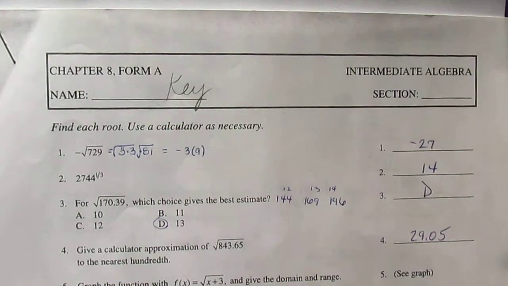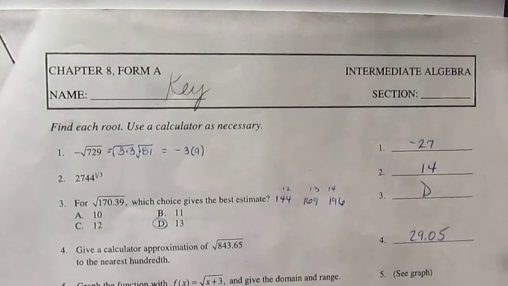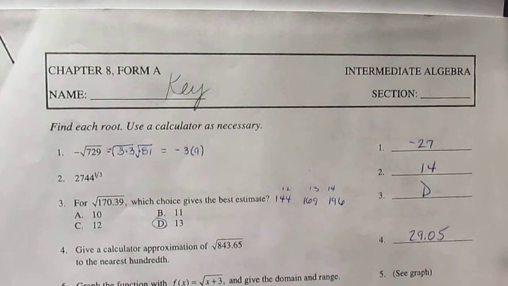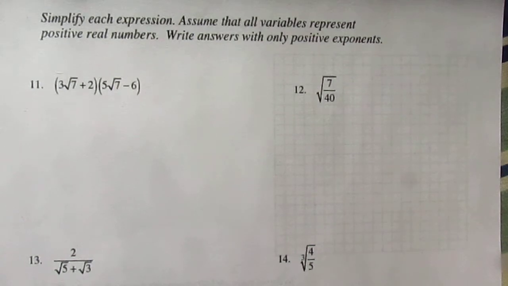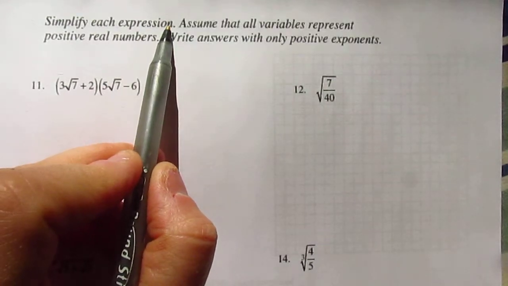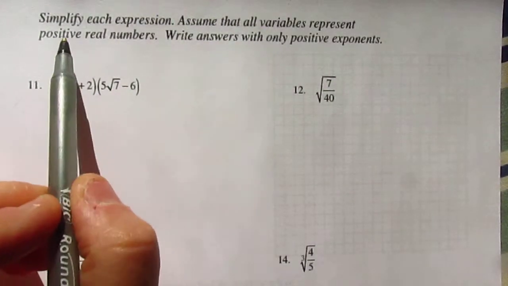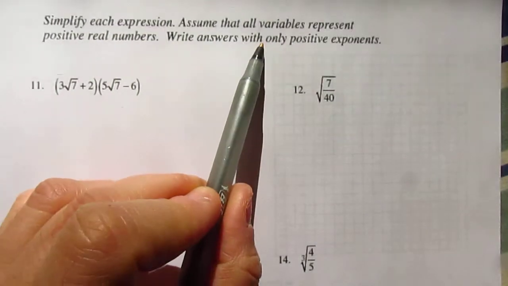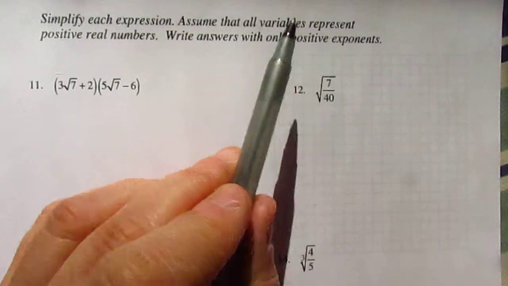Okay, this is the Chapter 8 handout from class, and I am going to do problems 11 through 15. So we want to simplify each expression. Assume all variables represent positive real numbers. Write the answers with only positive exponents.